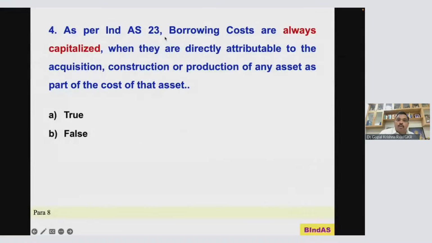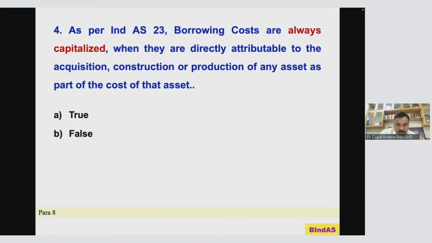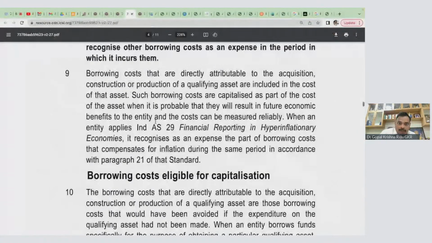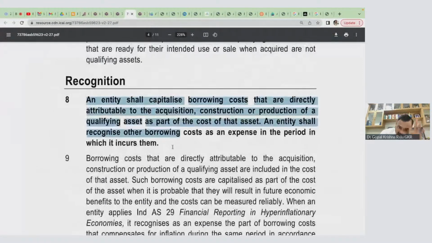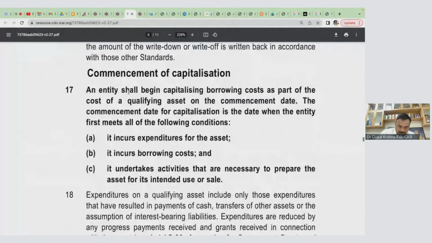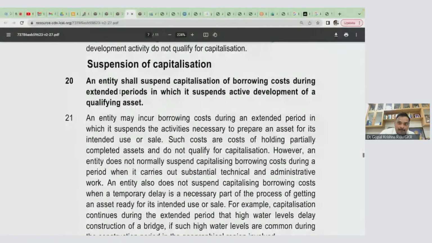As per Ind AS 23, borrowing costs are always capitalized when they are directly attributable to the acquisition, as part of the cost of the asset. Always capitalized. Now I want to make one observation. Please look at this. Only one observation. So normally it will always be capitalized. An entity shall capitalize costs that are directly attributable. Now you have a concept called commencement. When you have to start capitalizing, but you will suspend when the active development is stopped.